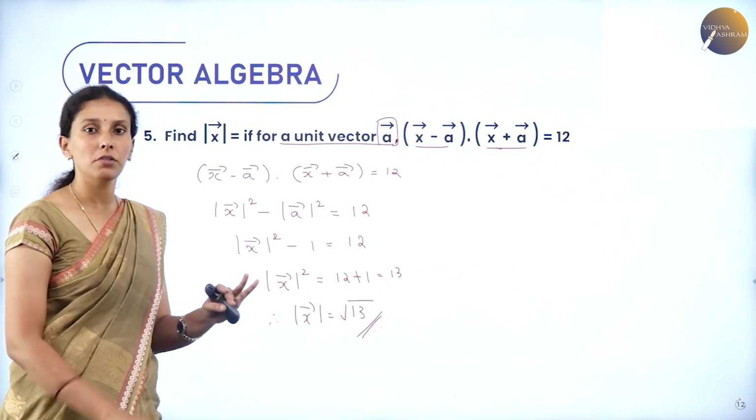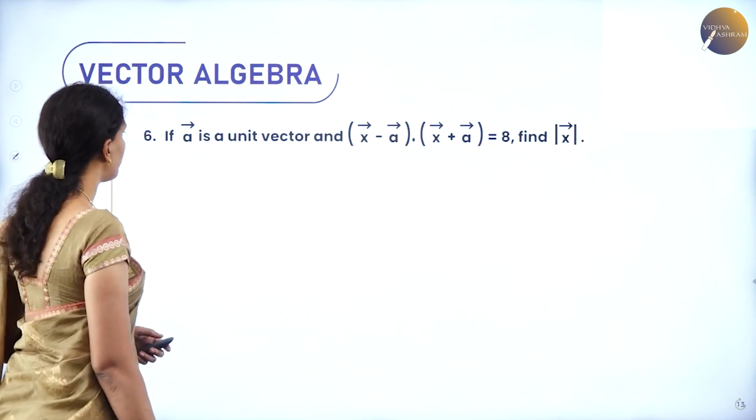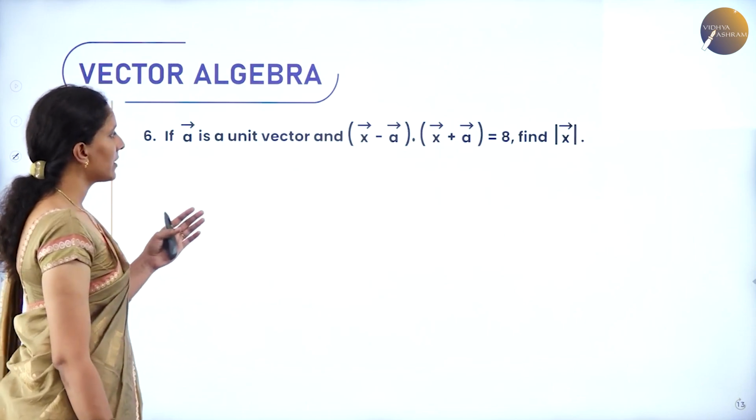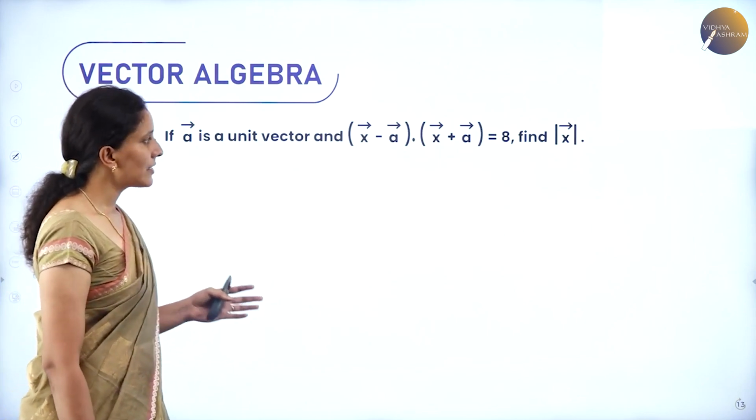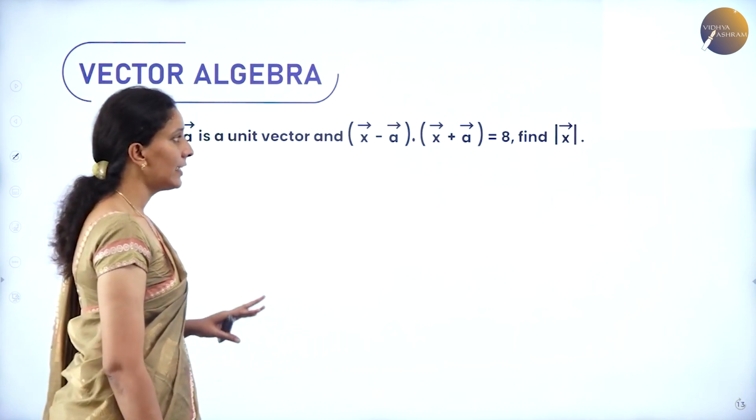It is always positive. So, just write root 13. Next, if vector A is a unit vector and (x minus A) dot (x plus A) is equal to 8, find magnitude of vector x.